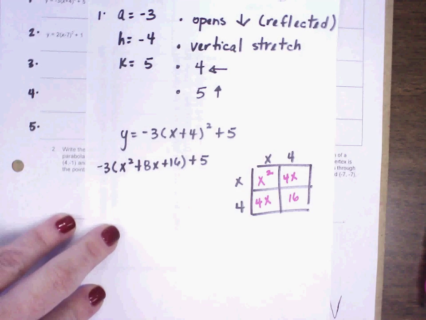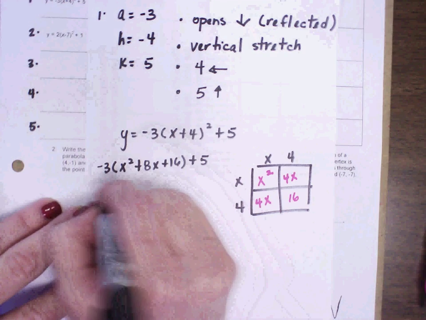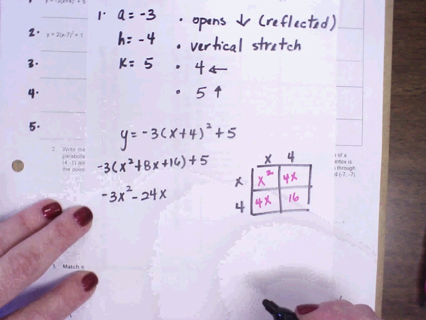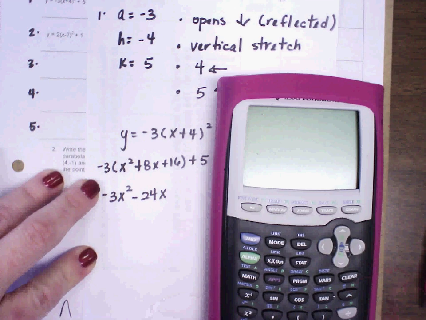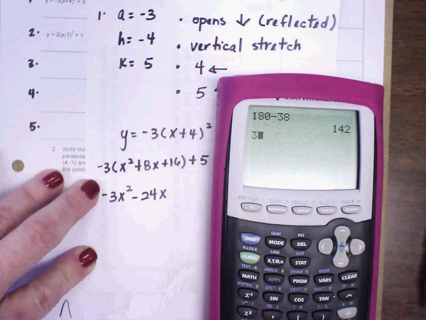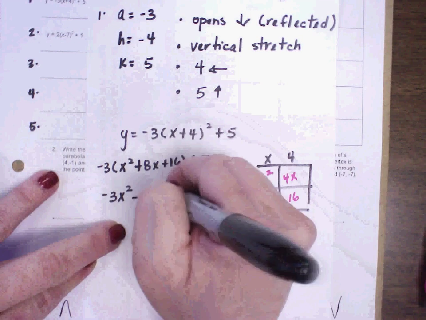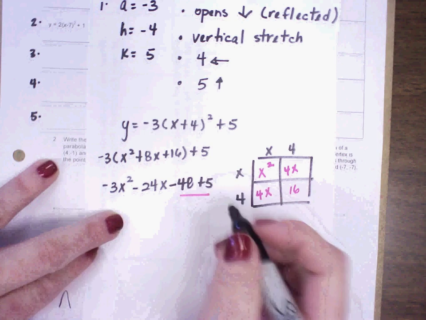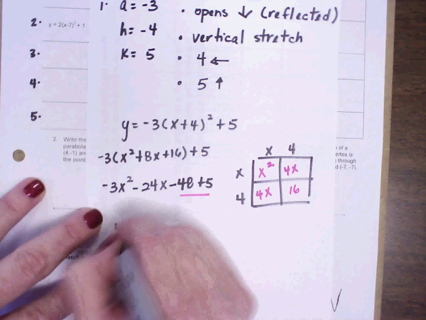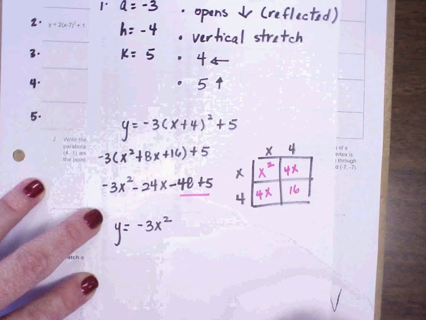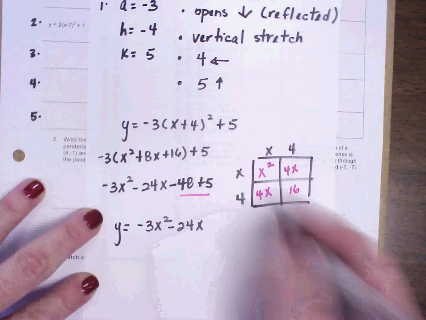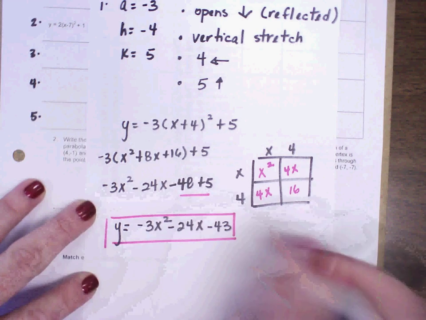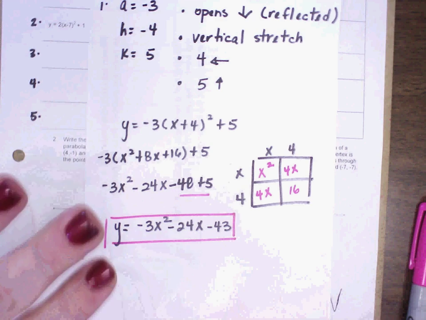And now I can go ahead and distribute, right? All right, so -3 times x squared would be -3x squared. -3 times 8x, -24x. -3 times 16, to tell you the truth, I don't know what that is. Yeah, you're probably right. Yep, 48. And it's going to be negative, right? -48, and then plus 5. So I can put those two together, can I? Negative 43. So the standard form would be negative 3x squared minus 24x minus 43. Yay? So are we good with that?